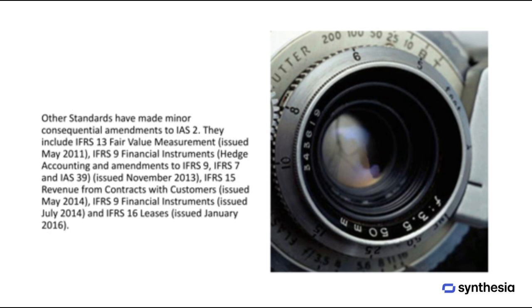Over time, several updates have been made to the inventory standard through changes introduced by other accounting standards. These adjustments were relatively minor but necessary to keep IAS 2 aligned with evolving financial reporting practices. Updates came alongside new standards dealing with topics like fair value measurement, financial instruments, revenue recognition, and lease accounting. Each of these changes helped ensure that the guidance on inventories remained consistent with the broader framework of international financial reporting.